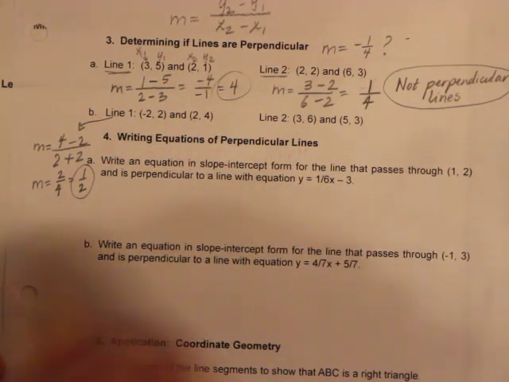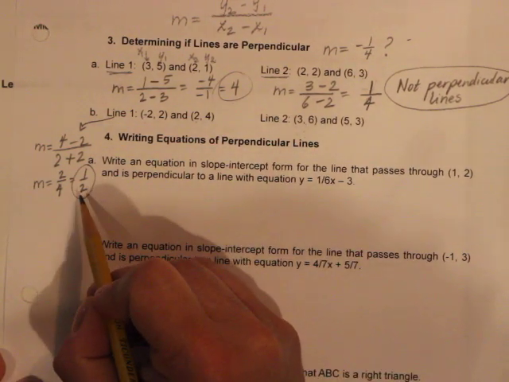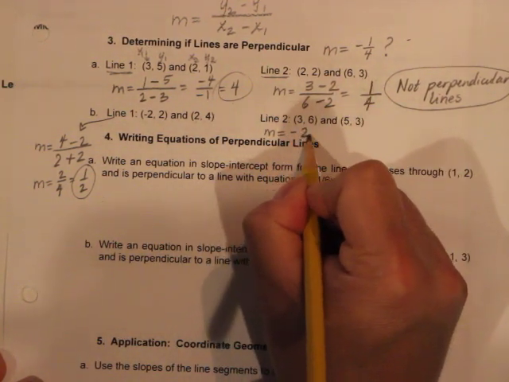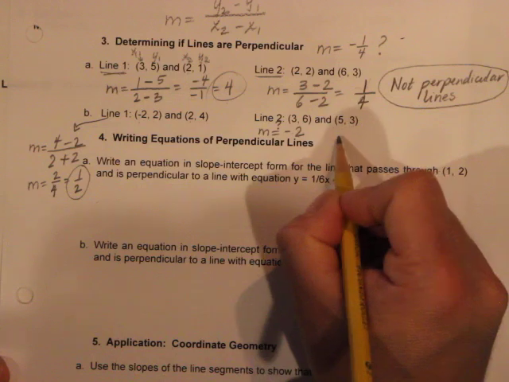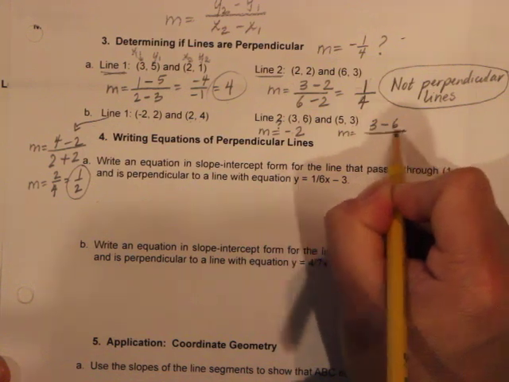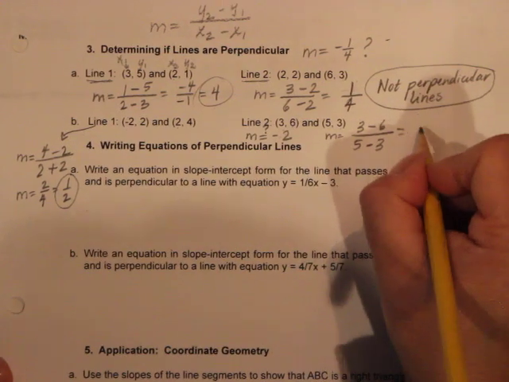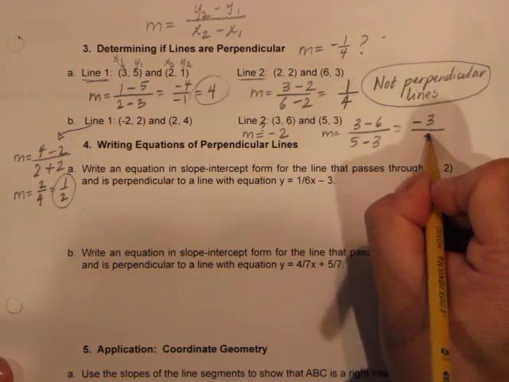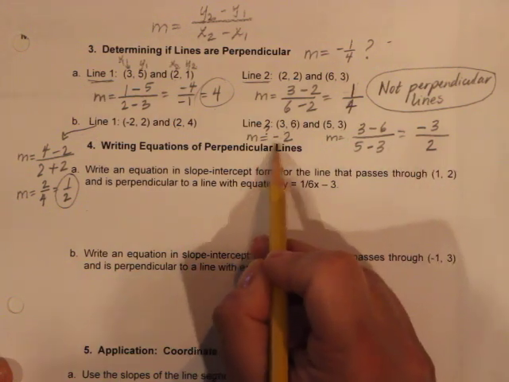If the slope of this line is the negative reciprocal, so the reciprocal of 1/2 is 2, right? 2 over 1, and it's got to be negative. So if m equals negative 2, if it does, then we've got perpendicular lines. Let's give it a try. Okay, so m equals y2 minus y1 over x2 minus x1, and I get 3 minus 6 is negative 3 over 5 minus 3, which is 2. Are they perpendicular? I needed it to be negative 2.